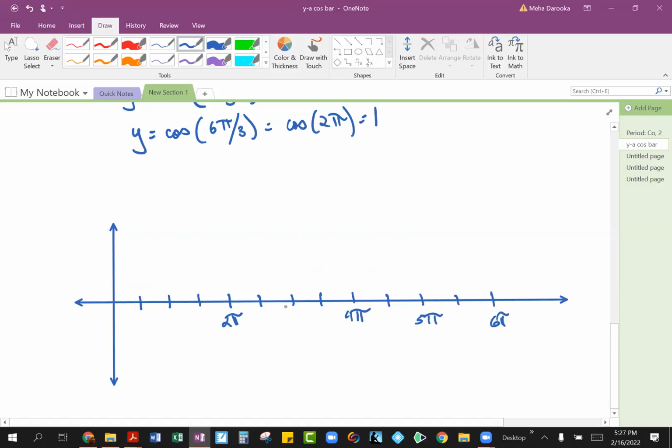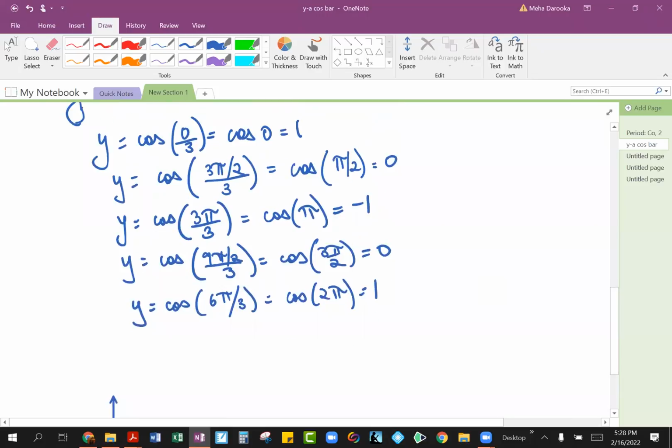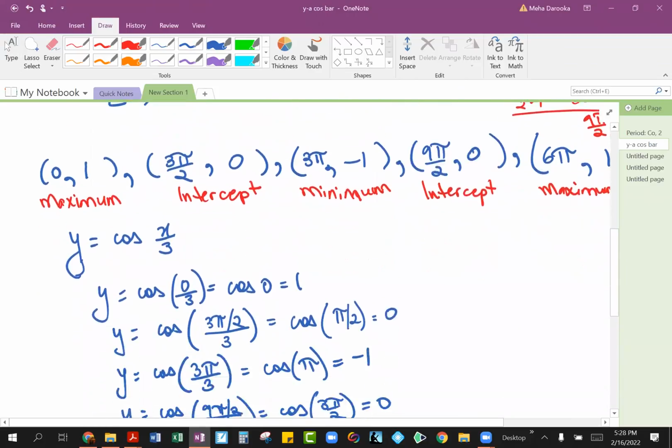Intermediate ones here will be 5 pi, 3 pi. This guy will be pi. If you had to write these guys down, this would be pi halves, 3, 5 pi halves, 7 pi halves, 9 pi halves, 11 pi halves. So those would be those intermediate values, but we are interested in 0 and 1.